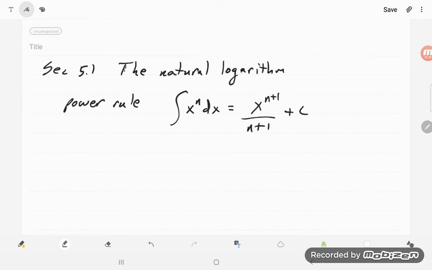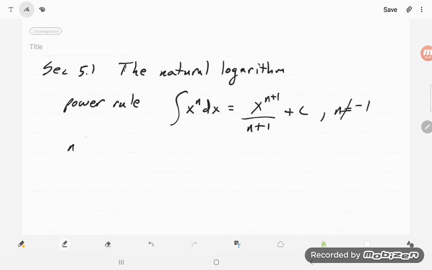Okay, so that's our power rule for antiderivatives. And of course, this works as long as n is not equal to -1, right? Because if n is equal to -1, this rule would produce x to the 0 over 0, which is definitely undefined. It's not indeterminate, it is undefined because, well, I suppose unless x happens to be 0.